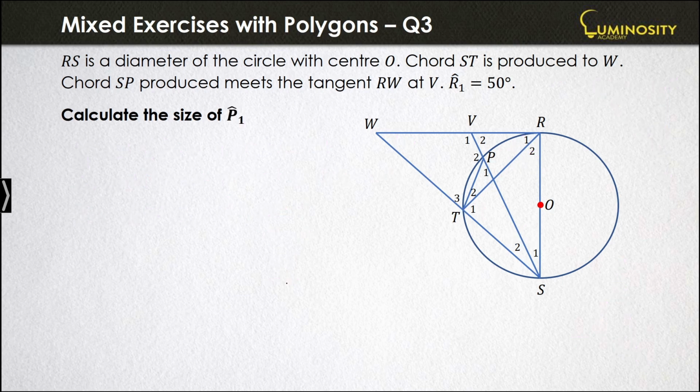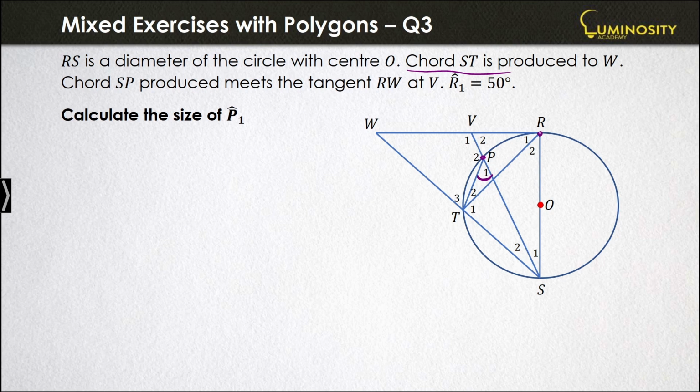Next, they want us to calculate the size of angle P1. So now let's look carefully. Where's P1? It's this angle here. Now immediately my eye gets drawn to the chord ST, because first of all they mentioned it, and you can see it subtends to the point P on the circumference, and it subtends to the point R on the circumference.